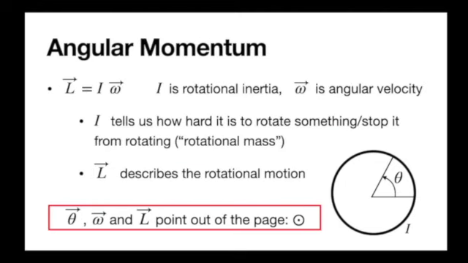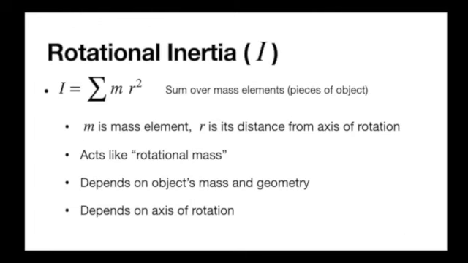Angular momentum here, we add on our rotational inertia, just multiplies. To get angular momentum, we just multiply that I by angular velocity. And so if the angular velocity was out of the page, multiplying it by a scalar or something without a direction just also gives us out of the page. So theta, omega, and L all point out of the page here.